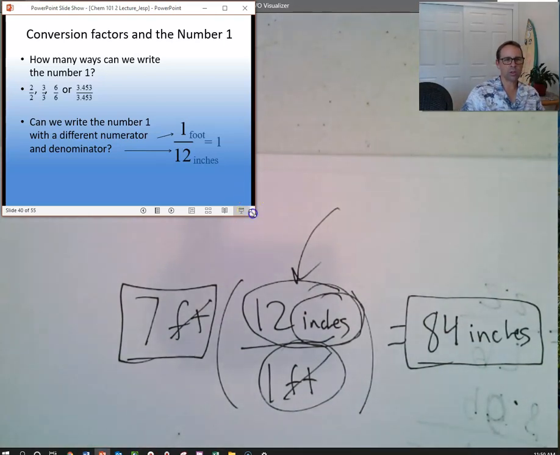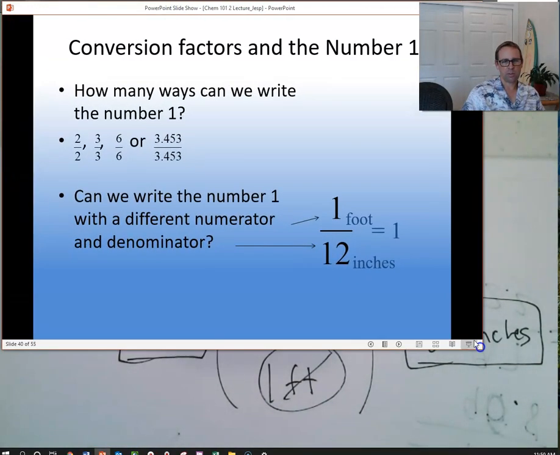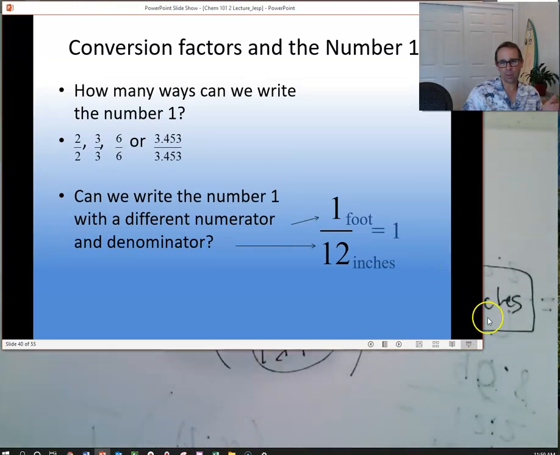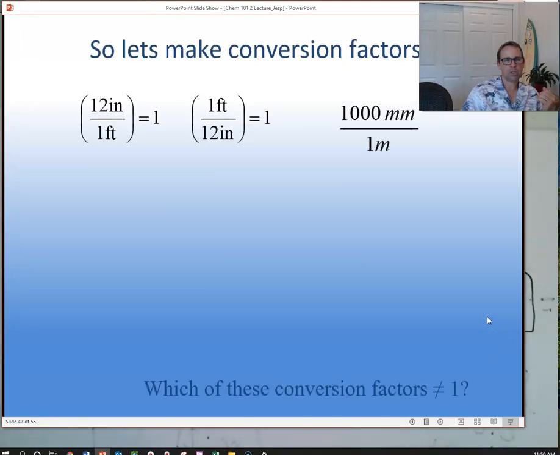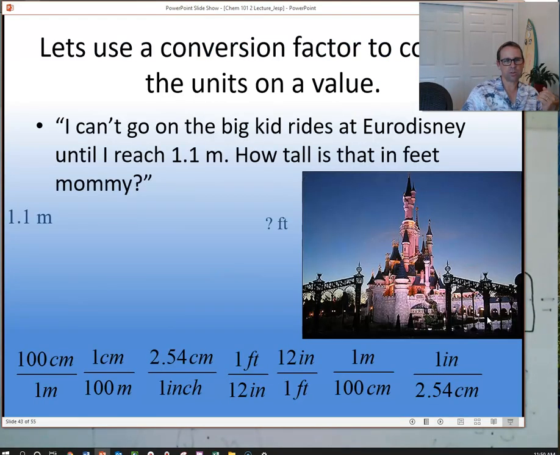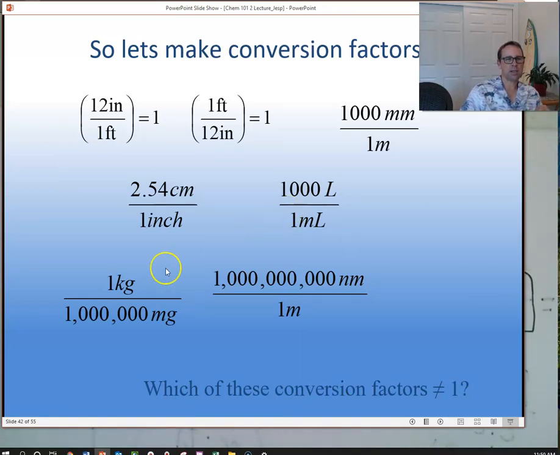So we use conversion factors because conversion factors are essentially the number 1. They're the same on top and the bottom. So here's a bunch of different conversion factors, right? I can say 1 foot over 12 inches, that equals 1. 12 inches over 1 foot, those are the same. 1,000 millimeters in 1 meter, that's fine. All right. There's one of these conversion factors that does not equal 1.